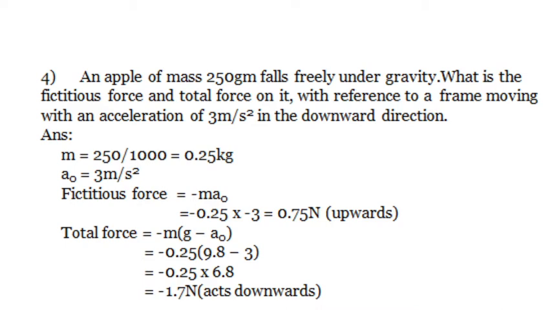So here m is equal to 250 gram. It should be converted into kilograms. That's why I divide it by 1000. I got 0.25 kilogram. a0 is equal to 3 meter per second square. Then the fictitious force is equal to minus m a0. Since I am considering the motion in the downward direction, a0 should be taken as minus 3. Then the fictitious force becomes minus 0.25 into minus 3, which is positive 0.75 Newton. Here the final result does not contain any minus sign. That means this force acts in the upward direction.